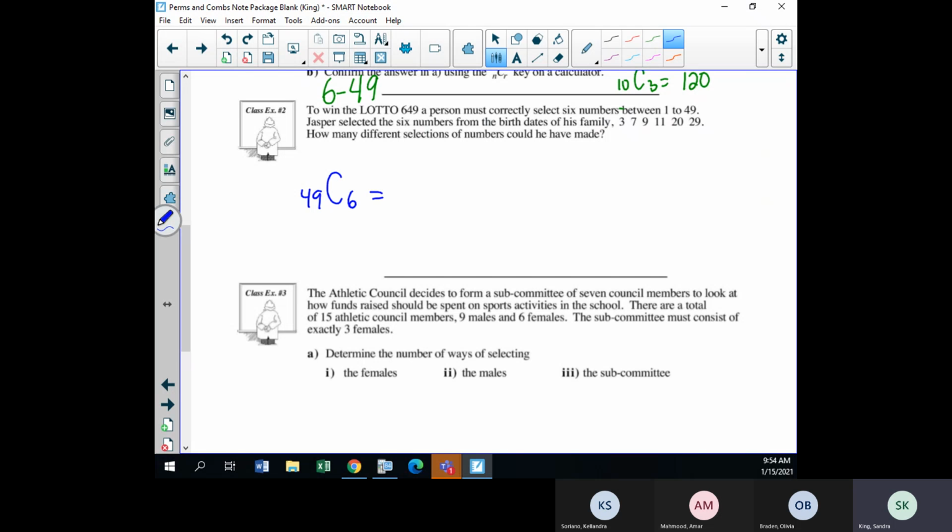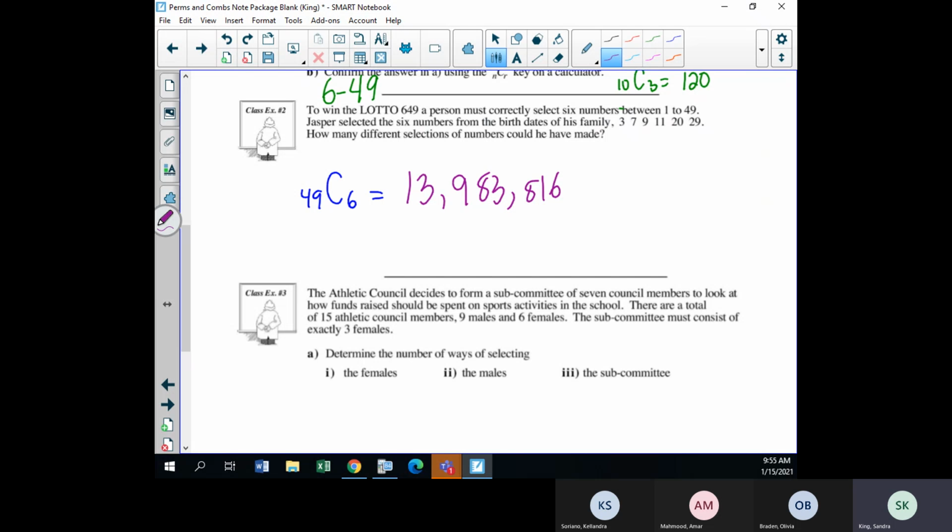So type this on your calculator: 49, choose 6. This is how many different combinations there are in the lotto 6/49. So the number that should be spilling out is 13,983,816. Let's just round this so you can remember it to tell your parents. You have a 1 in 14 million chance of winning the lotto.